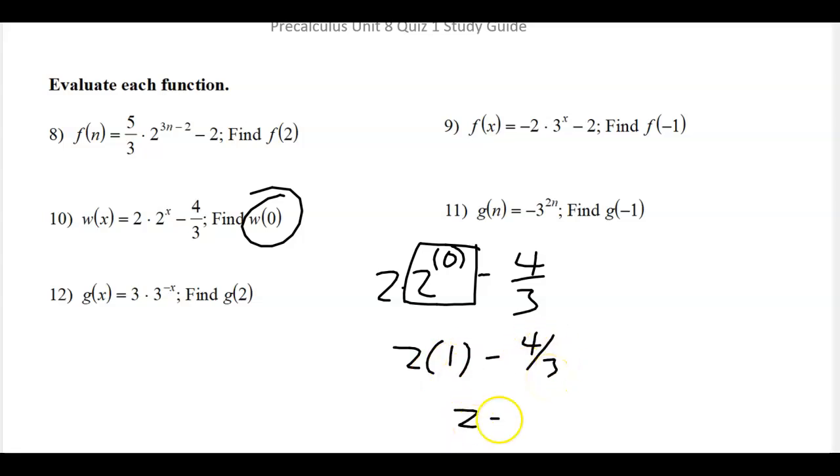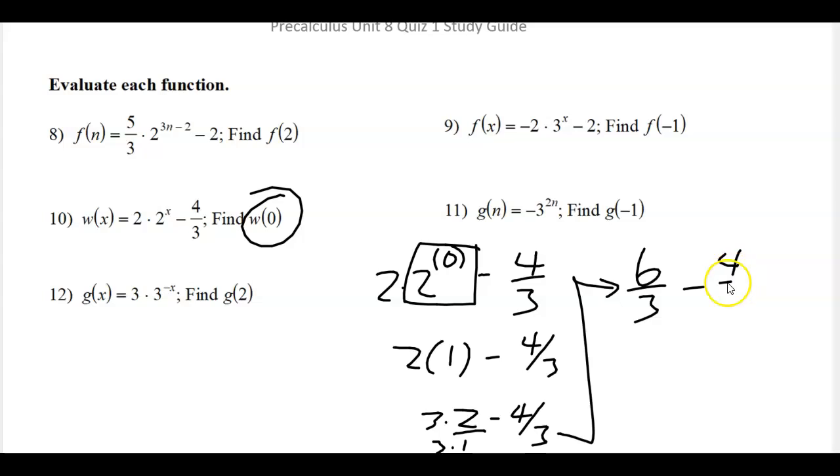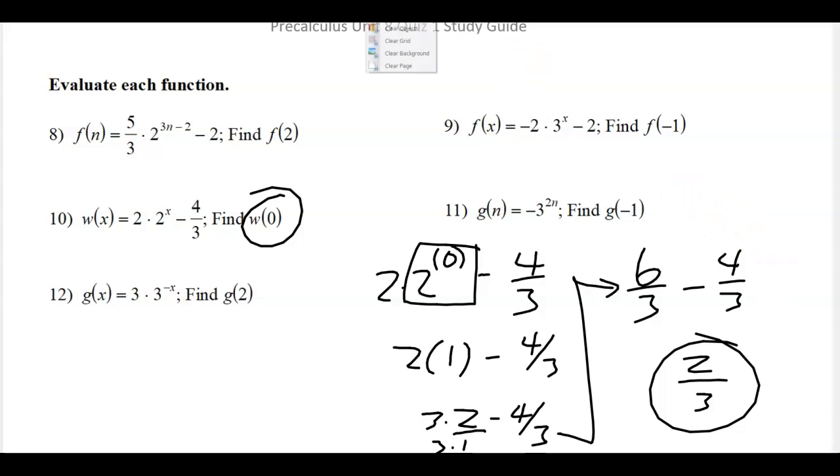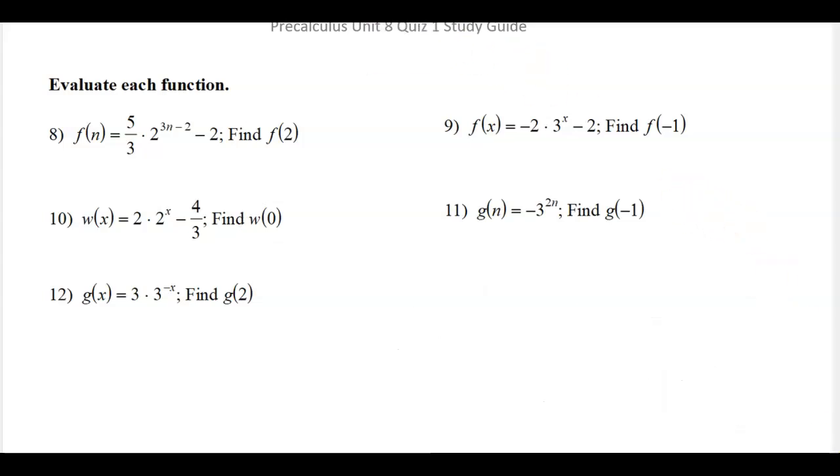And 2 times 1 is 2. So now we just need to get a common denominator. Put that over 1 and multiply the top and bottom by the 3. And we get 6 over 3 minus 4 over 3, which would be 2 over 3. Let's go ahead and take a look at number 11.